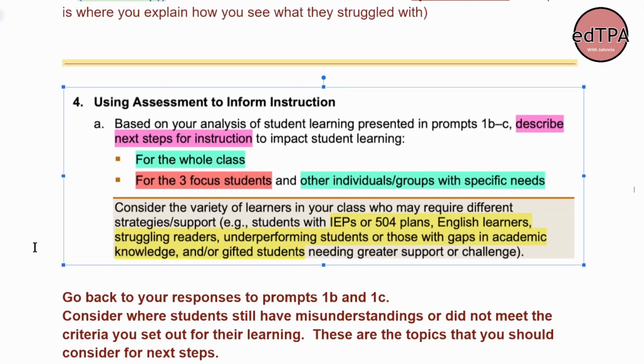This is 4. Using assessment to inform instruction. Based on your analysis of student learning presented in prompts 1B to C, describe next steps for instruction to impact student learning for the whole class, for the 3 focus students, or other individuals or groups with specific needs. And there's definitions here: folks with IEPs, 504 plans, English learners, struggling readers, underperforming students, gifted students. So in this one, it's all about next steps for instruction, but you need to address at least 2 groups, the whole class, and then the 3 focus students and other groups as well. So these 2 have to happen.